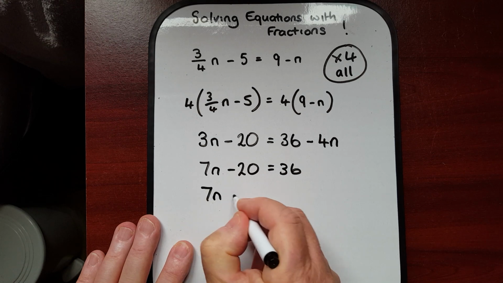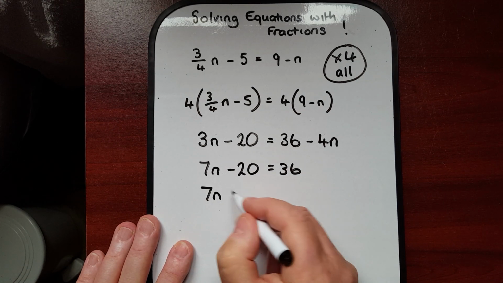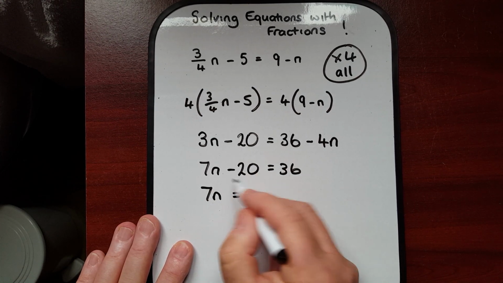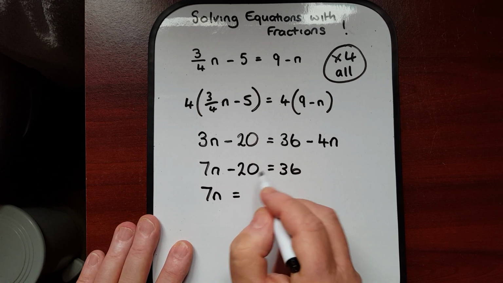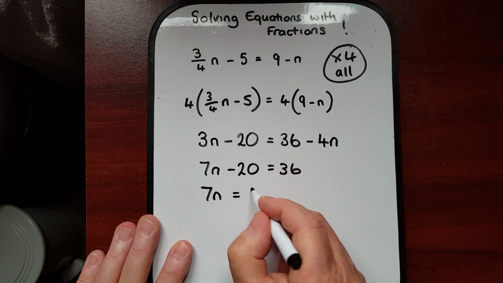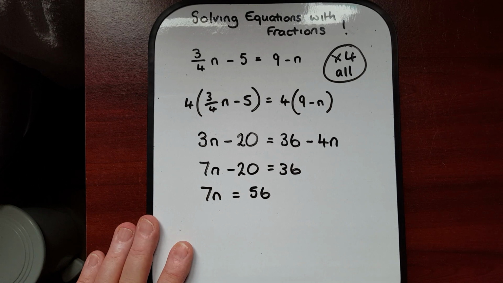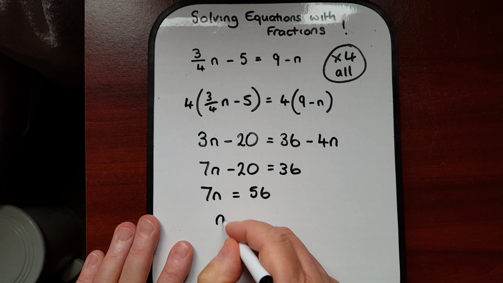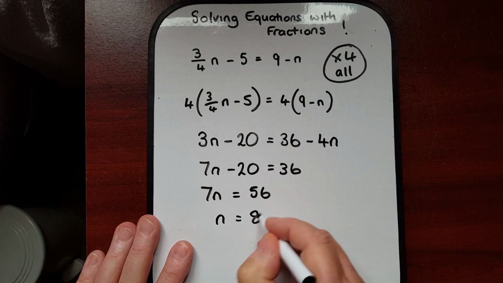And then to get rid of the 20, I've got minus 20 here. To get rid of it, I have to add 20. And therefore, I've got to add 20 to this side, which would mean that 7 n's make 56. So 1n must make 8.